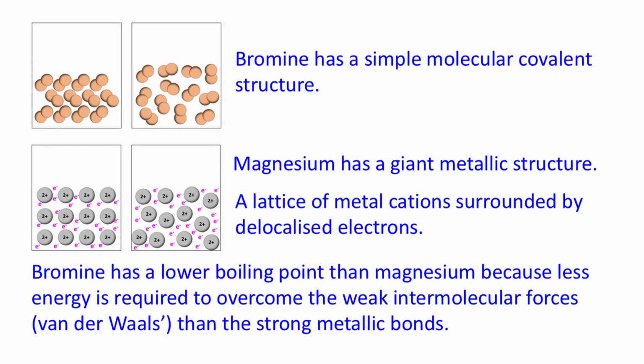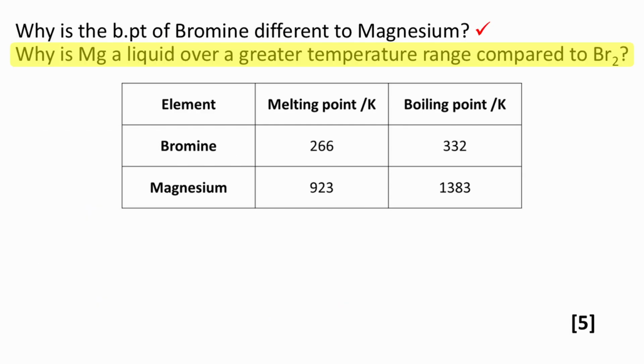So far, we have described the structure and bonding in both bromine and magnesium. To explain the difference in the boiling point, we can state that bromine has a lower boiling point than magnesium because less energy is required to overcome the weak intermolecular forces than the strong metallic bonds. If we look back at the question, our answer is almost complete, but we still need to explain why magnesium is a liquid over a greater temperature range compared to bromine.